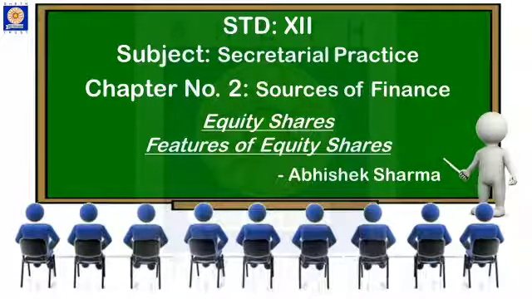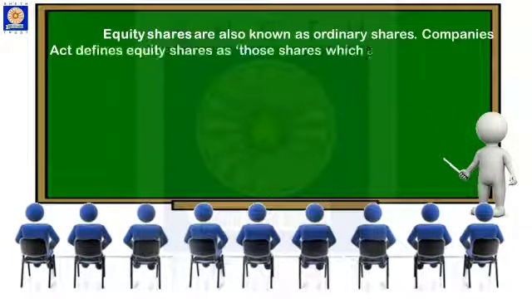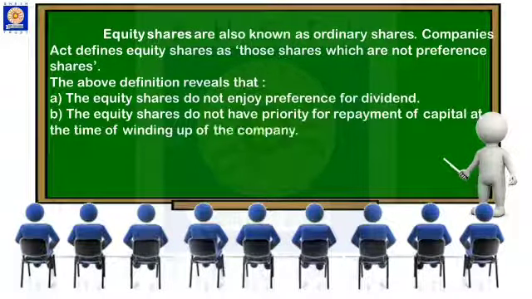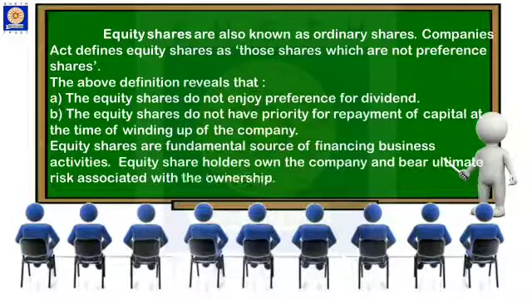Equity shares are also known as ordinary shares. The Companies Act defines equity shares as those shares which are not preference shares. This definition reveals that equity shares do not enjoy preference for dividend, that is, no priority in dividend. The equity shares do not have priority for repayment of capital at the winding up of the company, which we have seen in learning capital structure.